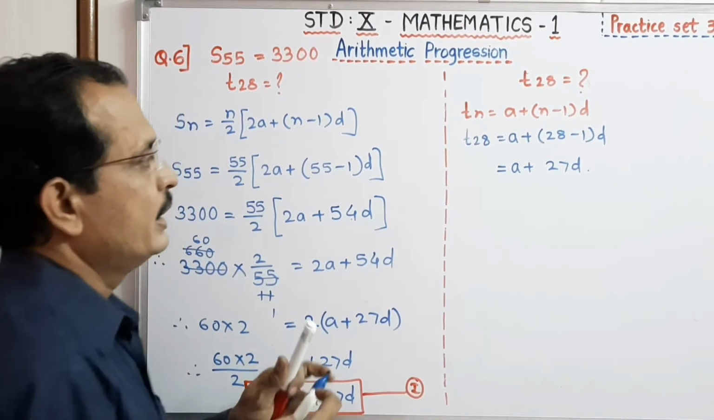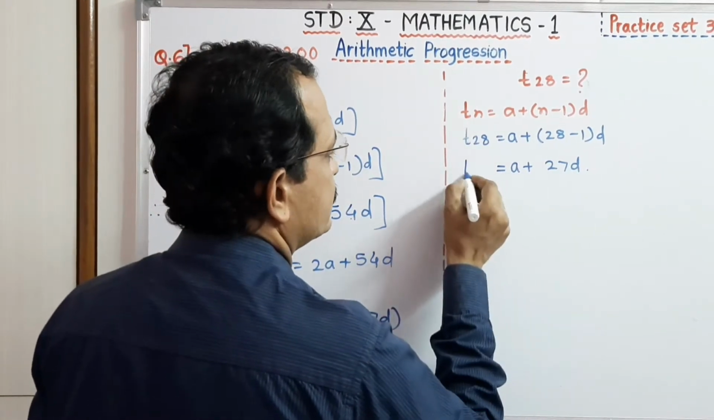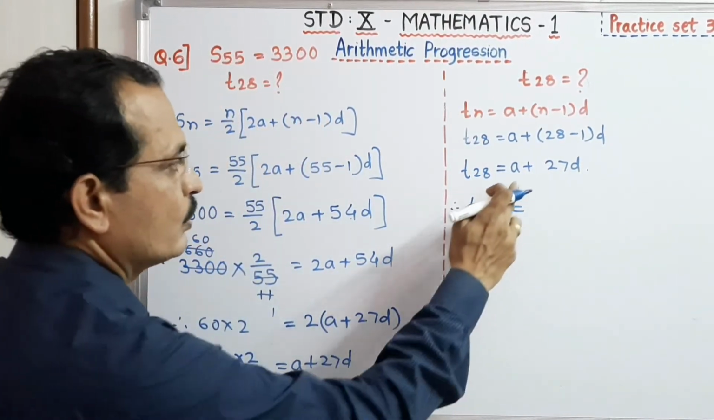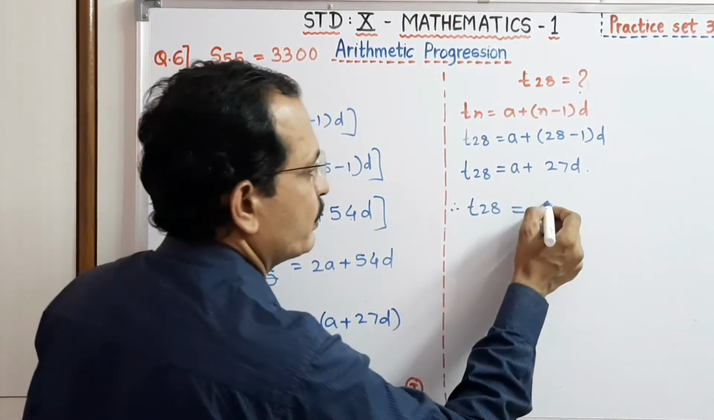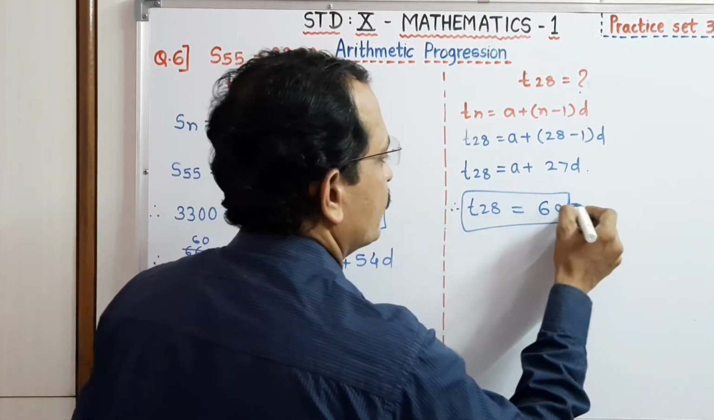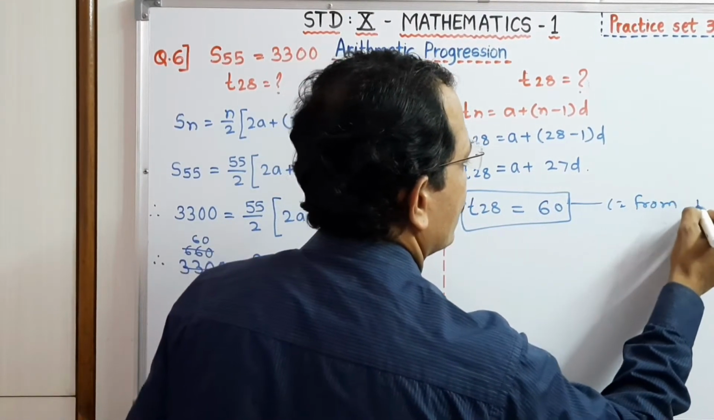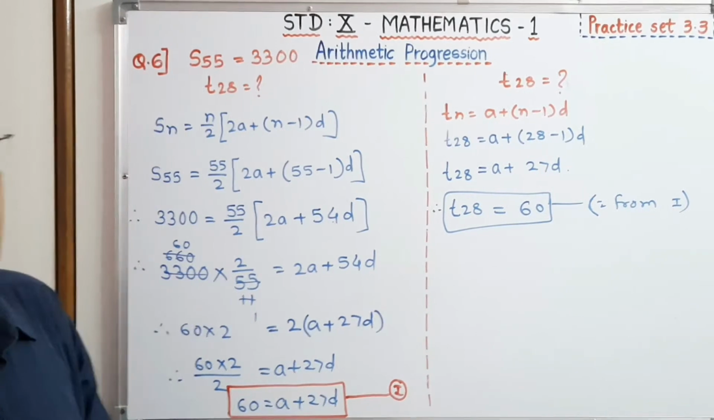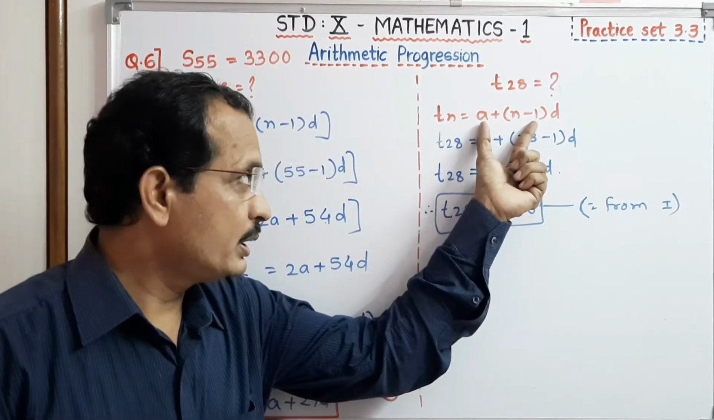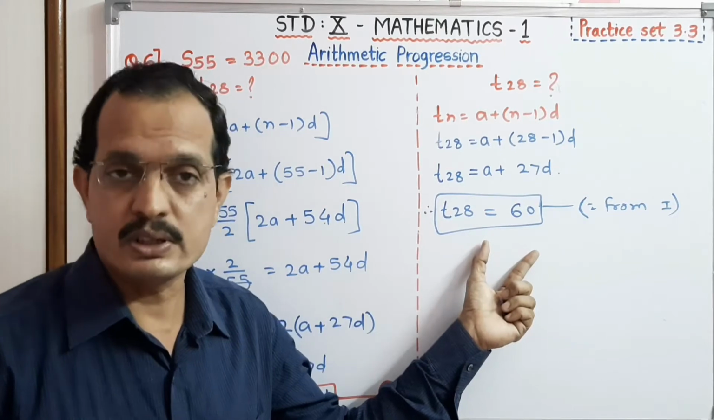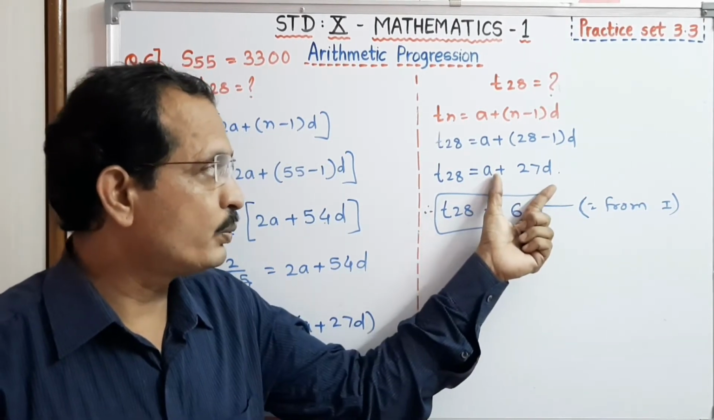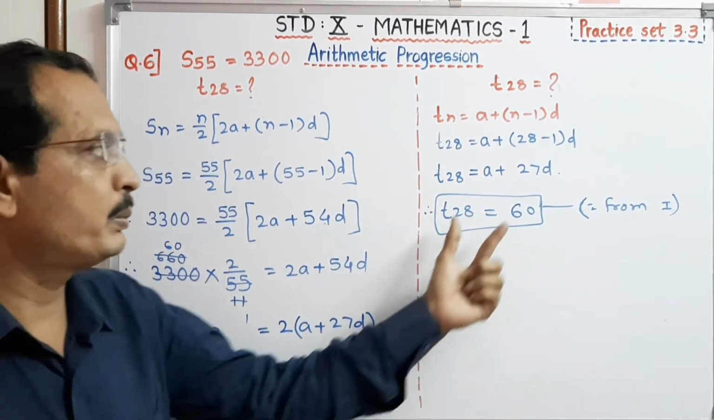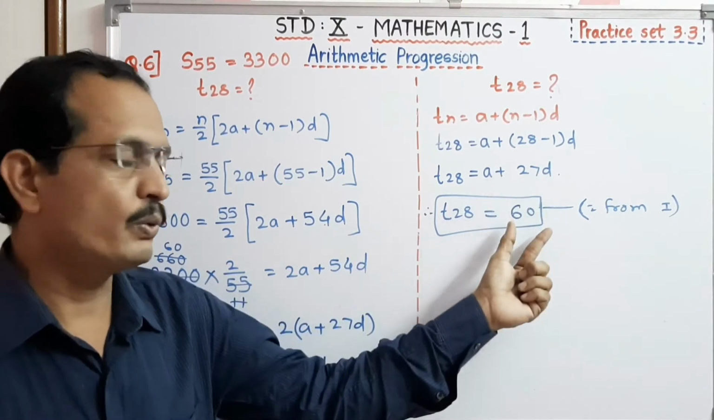Now see here, a plus 27d is T28, therefore T28 is equal to the value of a plus 27d, which is 60, therefore we directly write here 60. Here we have to give the reason from statement number first. Therefore dear student, see here, we substitute the value in this formula first. At that time we know that we require a and d. For finding that, we solve this, and in one step we get a plus 27d, whose value is 60, therefore we substitute this value.